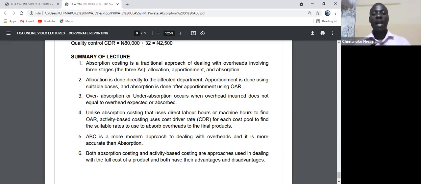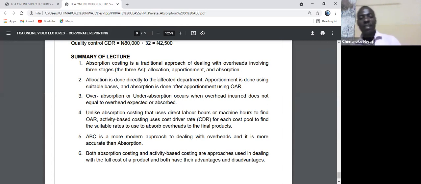Differences is how they handle the fixed costs. And what they do here is absorption costing. You think about overhead absorption rates. You think about labor hours only. ABC, you think about CDR. Then you think about the cost pool, the number of cost pools and the cost drivers.